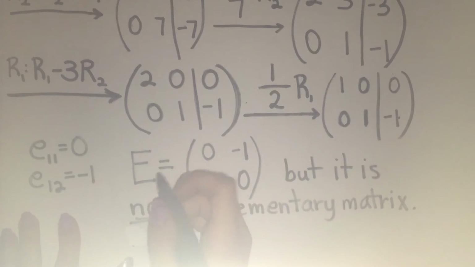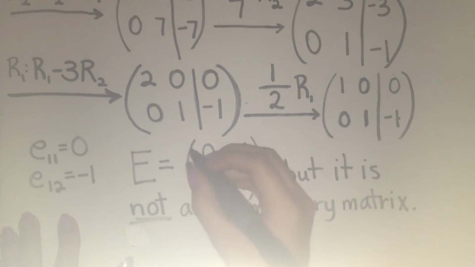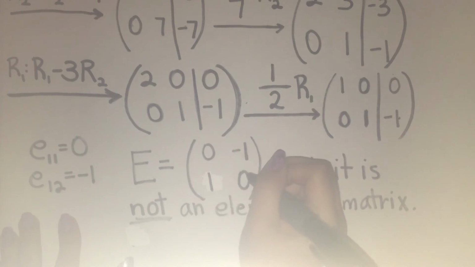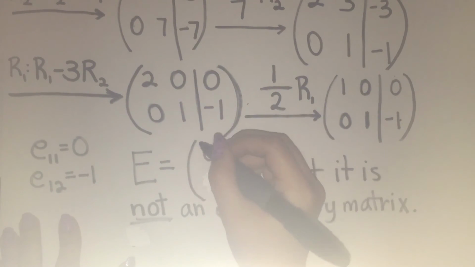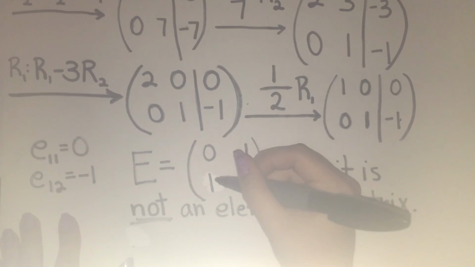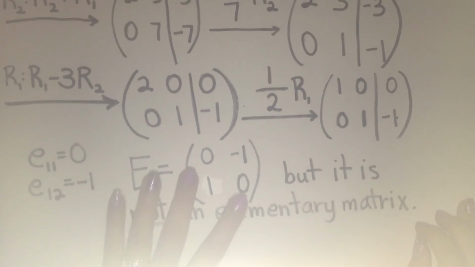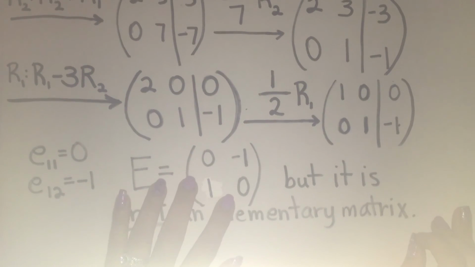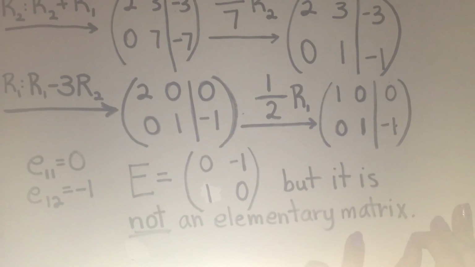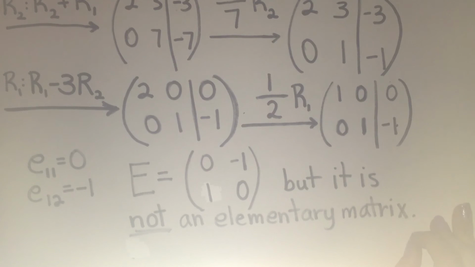As a result, we can determine that E is equal, the first 2 entries help us determine the matrix. E is equal to 0, negative 1, 1, 0. This is the answer. This is what E equals, but keep in mind that it is not an elementary matrix because it requires 2 elementary row operations.